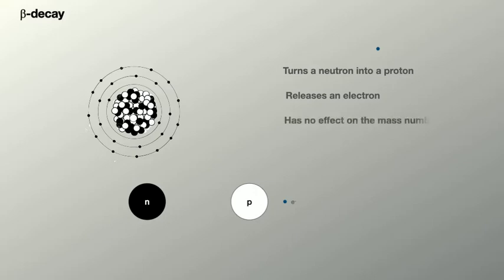Notice that has no effect on the mass number. You've exchanged a neutron for a proton, so the mass number doesn't change. But it does turn the atom into one with an atomic number bigger by 1 than the original, because you've got one more proton now than you had before.